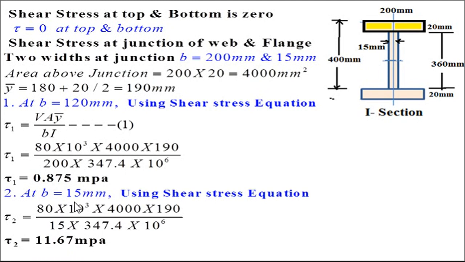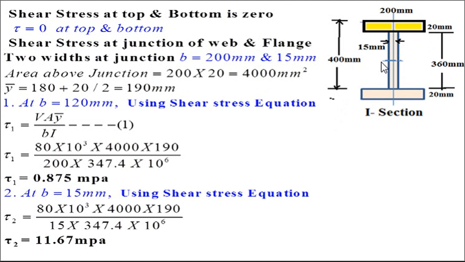You might have found the difference between these two values. Why is it more here? Because here B is 200, which means a larger area is available to resist shear, and when B is 15, here we will obtain a larger value of shear stress. It indicates that when B is less, shear stress is maximum, when B is more, shear stress is less. Now these are the tau 1 and tau 2 values at the junction of web and flange.